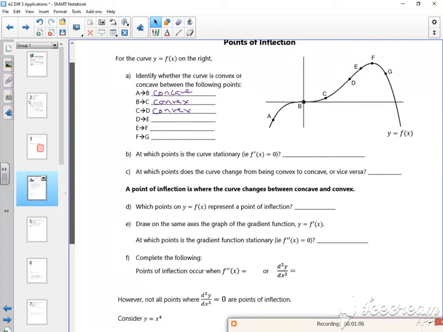D to E, can't really tell, but it's going more like that. So D to E is concave because it looks like part of a cave entrance. E to F is looking more concave, like a cave entrance. And F to G is looking definitely concave. Now if you look, F is a stationary point and B is also a stationary point.